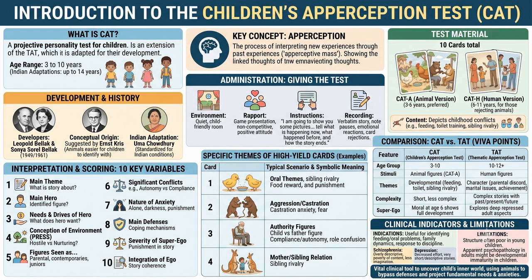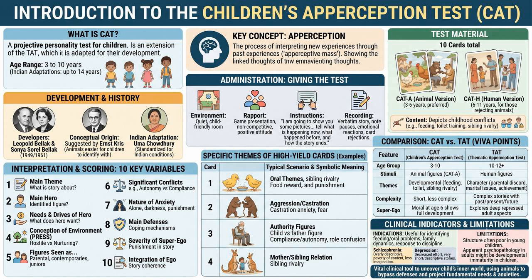When administering the test, the environment should be a quiet, child-friendly room free of distractions. Building rapport is crucial, and the examiner should present the test as a game to maintain a positive, non-competitive attitude. The examiner instructs the child to look at the pictures and make up a story, explaining what is happening now, what happened before, and how the story ends. The examiner keeps a verbatim record of the story, noting pauses, emotional reactions, and any rejections of the cards.